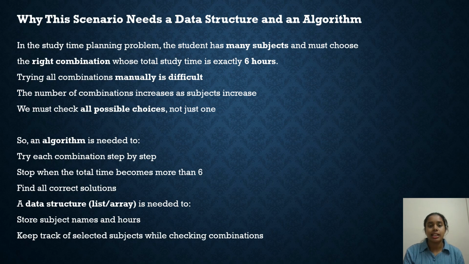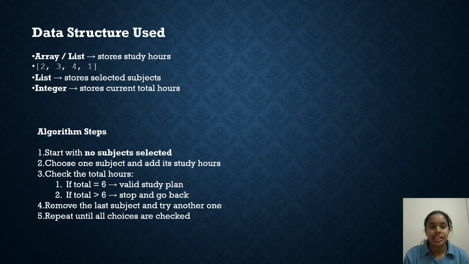Data structures such as lists and arrays are needed to store the subject names and hours, and then keep track of the selected subjects while checking the combinations. The data structures used here are arrays and lists. The array stores the study hours, the list stores the selected subjects, and an integer stores the current total hours.